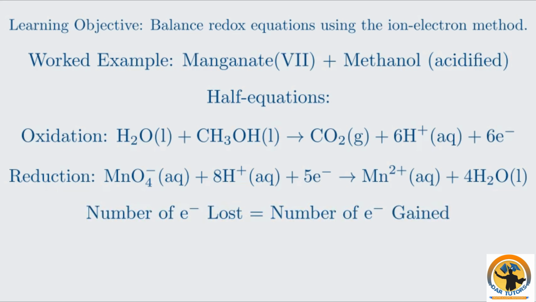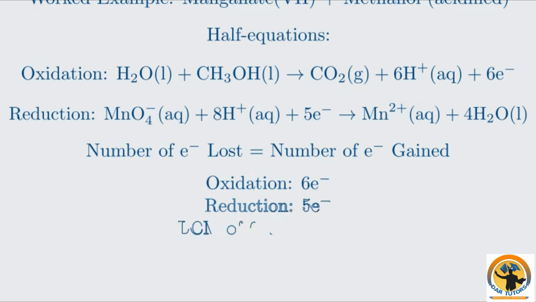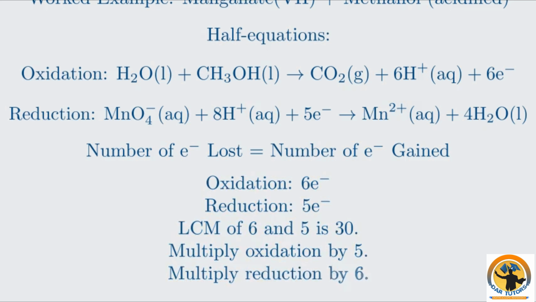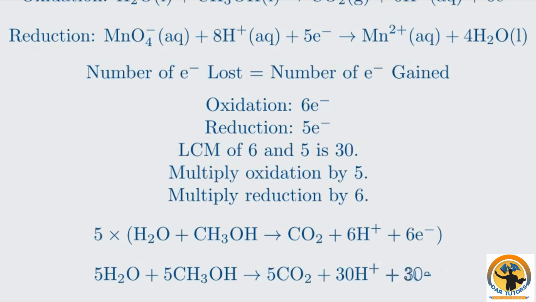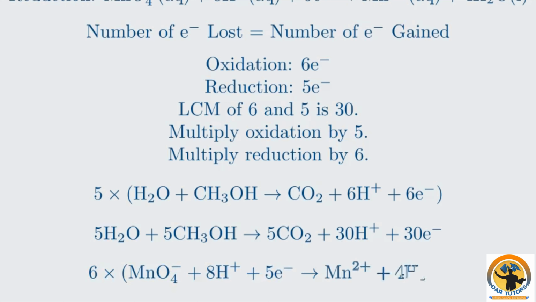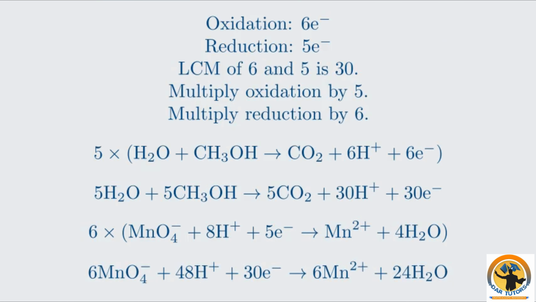In our example, the oxidation half equation has 6 electrons, and the reduction half equation has 5 electrons. The lowest common multiple of 6 and 5 is 30, so we need 30 electrons. We will multiply the first equation by 5 and the second by 6. Let's apply the multipliers. The oxidation half equation becomes 5 water plus 5 methanol yields 5 carbon dioxide plus 30 H+ plus 30 electrons. And the reduction half equation becomes 6 permanganate plus 48 H+ plus 30 electrons yields 6 manganese 2+ plus 24 water.